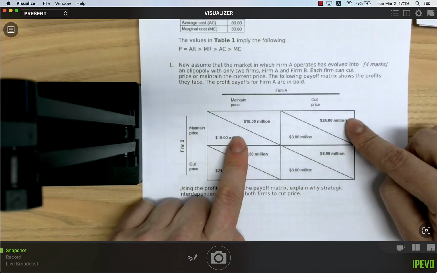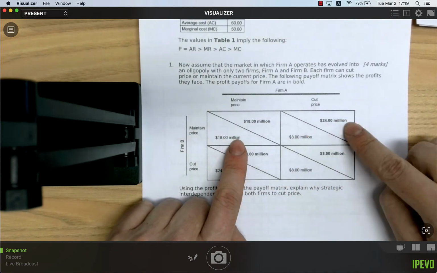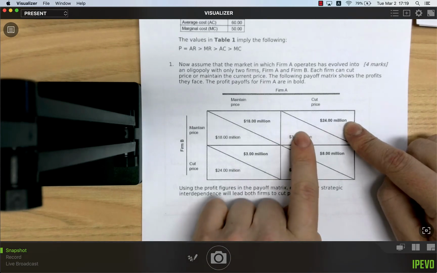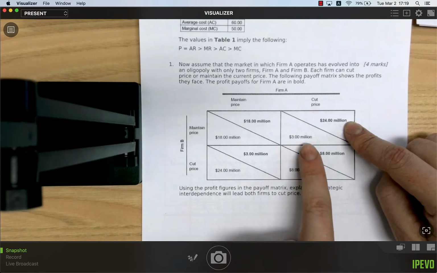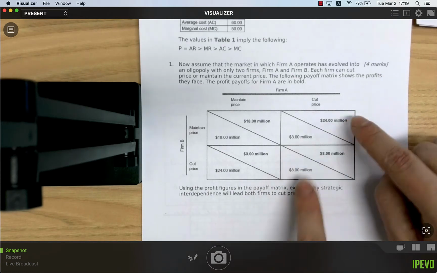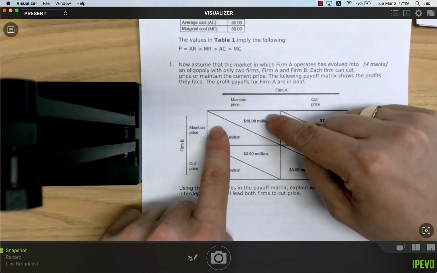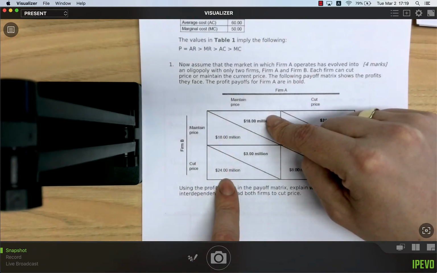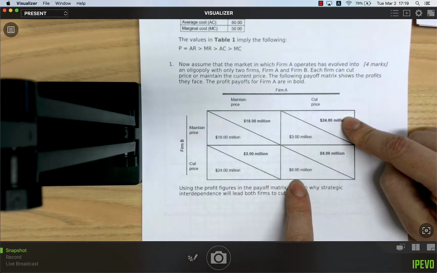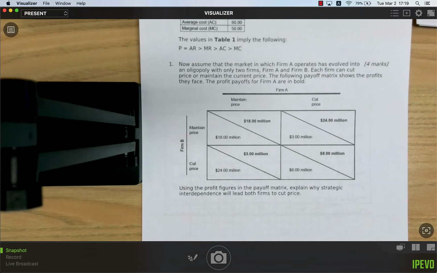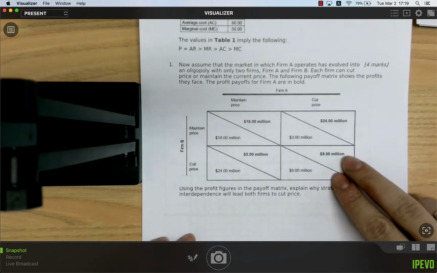So firm B was maintaining, and then firm A cut its price. Well then what should firm B do? It should cut its price as well, reduce its price, because 8 million is higher than 3 million. So if firm A maintains the price, B is better off reducing its price. If firm A reduces its price, B is better off reducing its price. So either way, the dominant strategy for both of them is to reduce their price. And they will end up both here at $8 million.